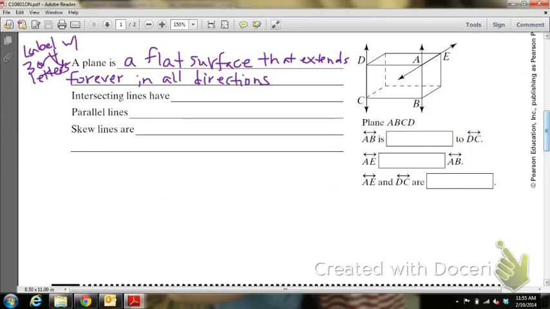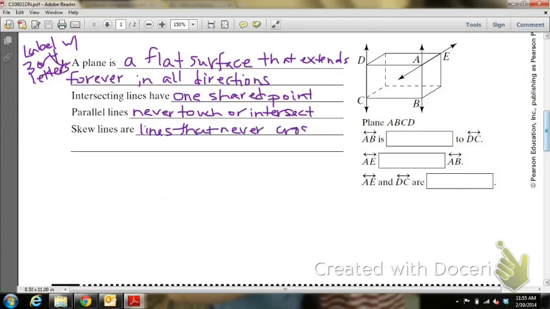So intersecting lines have one shared point where they cross each other. Parallel lines will never touch or intersect. Now skew is something new. Skew lines are lines that never cross, but they also have to go in different directions. So they're not parallel either. So you're only going to see skew lines on a box.